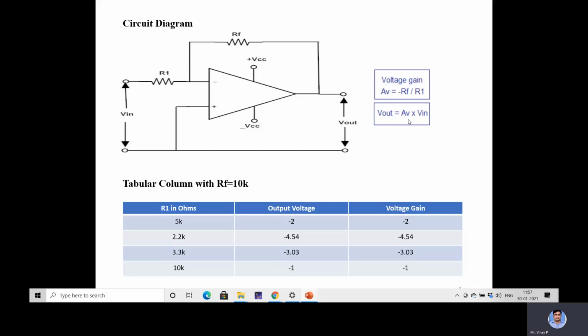Okay, so the output equation is the gain into Vin. Now I'll implement this circuit in a virtual lab. The advantage of using the virtual lab is that I can check the output for different values of the resistance and input voltages.